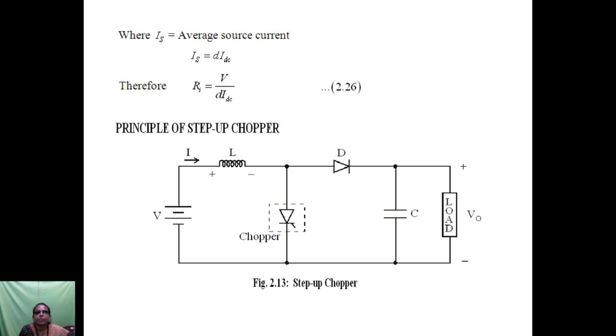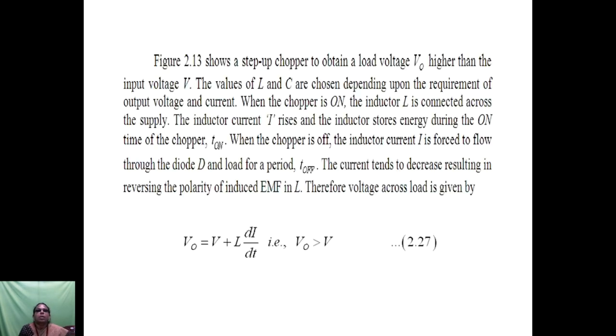Principle of step up chopper. The step up chopper consists of the input voltage, the inductance, the chopper, diode D, capacitor C, and load. When the chopper is in the on state, the diode D will not be conducting, and the output voltage of the step up chopper, V0, will be higher than the input voltage V. The values of L and C are chosen depending upon the requirement of the output voltage and current.